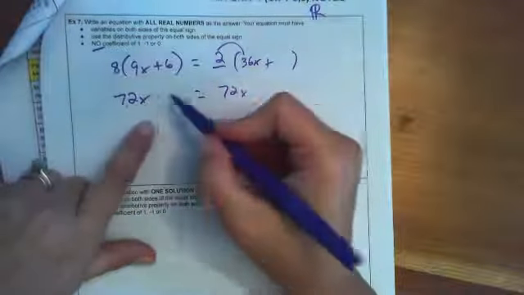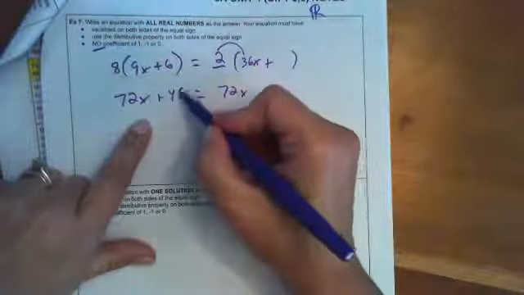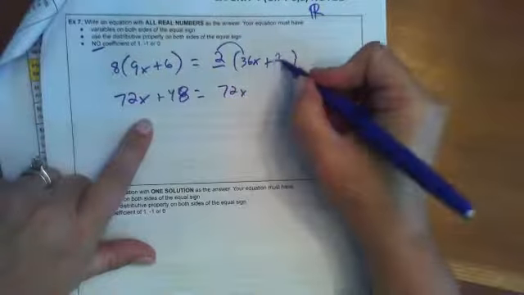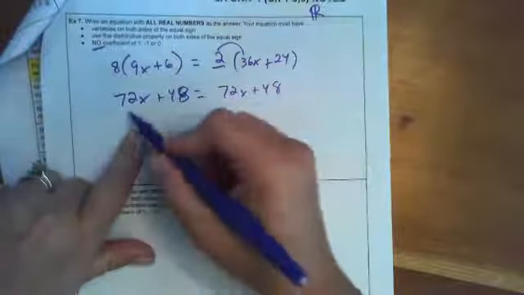8 times 6 is 48. Oh, bad math. Okay, 48. 2 times what is 48? Look at that. Both sides are equal.